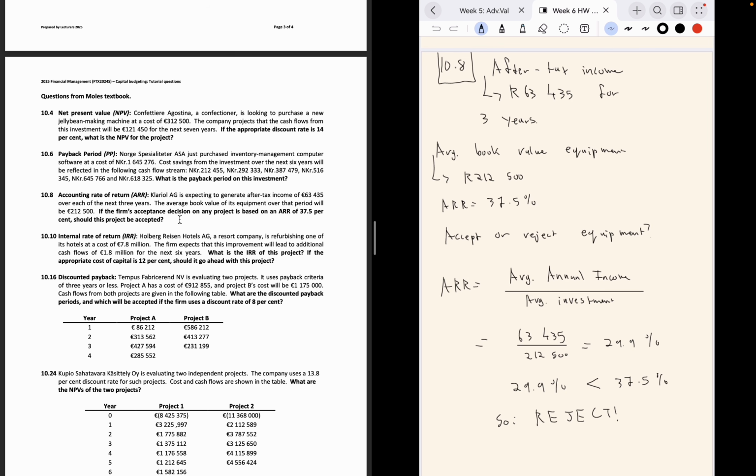So we know that the after-tax income is 63,435 for 3 years, we know that the average book value of equipment is 212,500, and the required or the desired ARR is 37.5%. ARR stands for accounting rate of return.